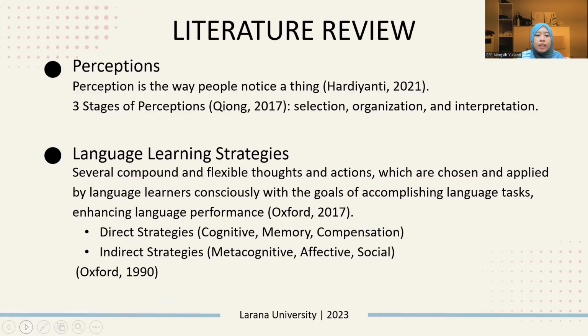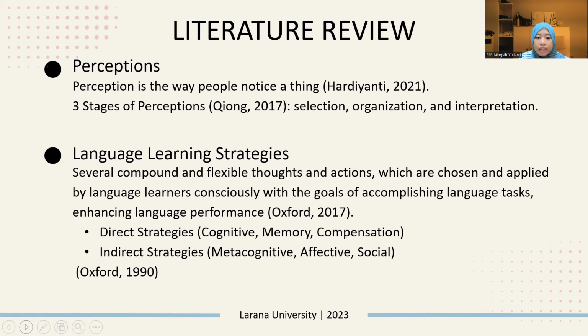All right, the next point is the literature review. Here, I will start with the first point, which is perceptions. It is the way people notice a thing or perceive something. And according to Keong in 2017, there are three stages of perceptions, including selection, organization, and also interpretation.